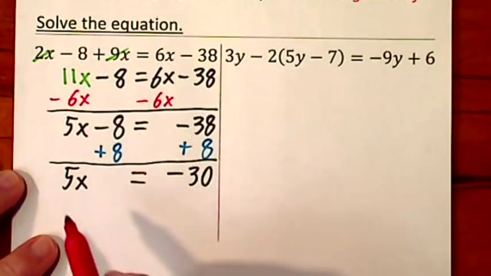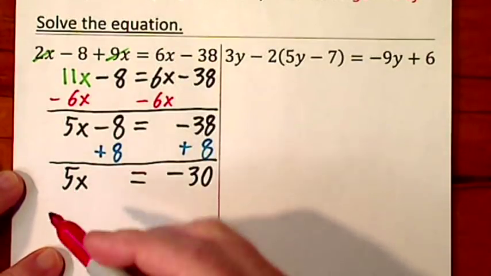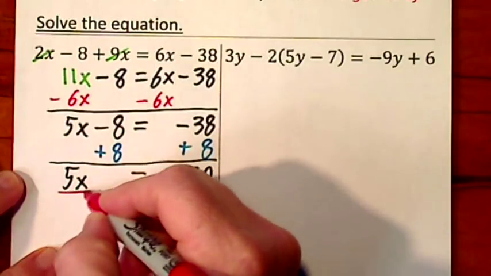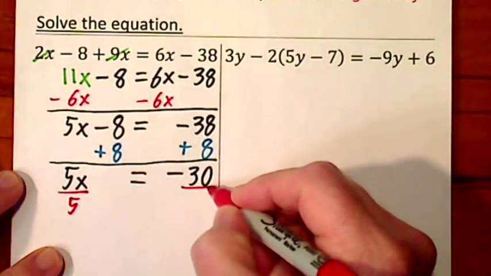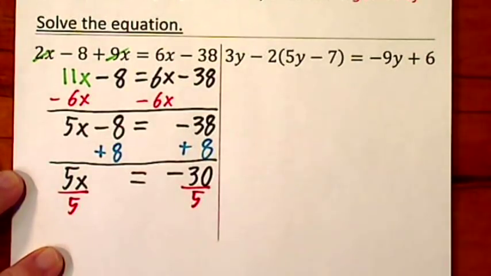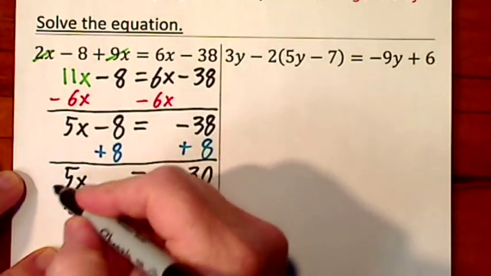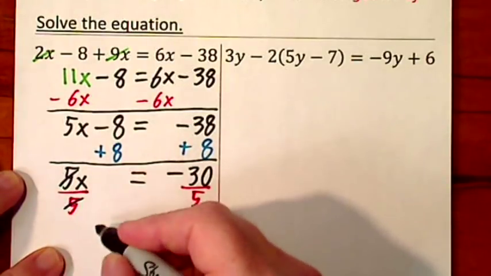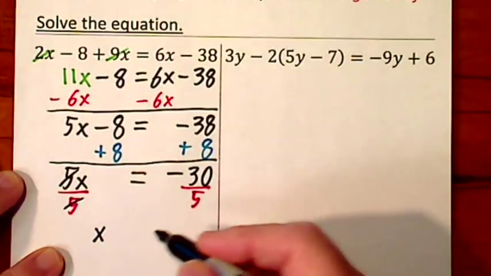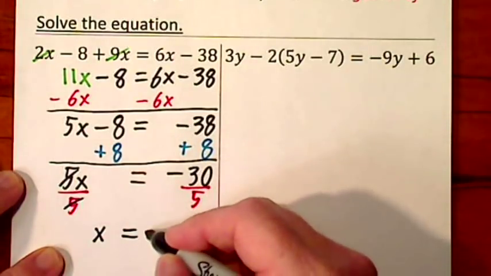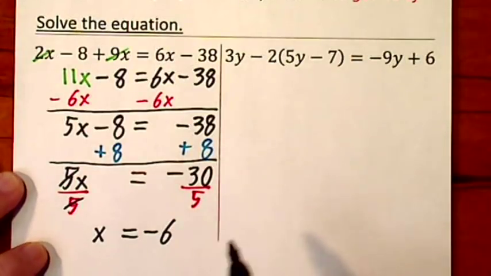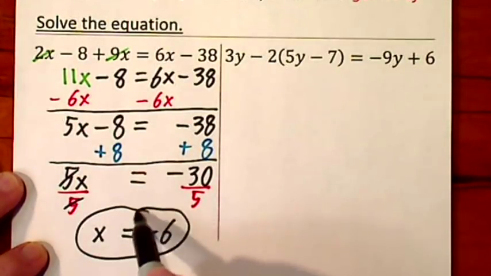One more step, we want to get rid of the 5, it's held by multiplication, so I will divide by 5. I will divide by 5. 5 goes into 5 one time, so I have 1x, but usually we just write x. Negative 30 divided by 5 is negative 6. So this is our solution.